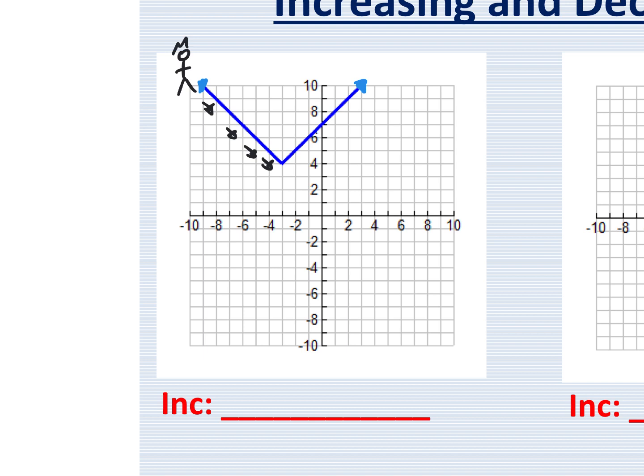Nope. Okay. What did I say? You're right. You're just not perfect yet. I said when we look at increasing and decreasing, we only look at x values. So what x value does it get to where he turns? -3. Perfect. That's going to help us out. And then once Little Muchacho gets to -3, which direction does he start going? Up.